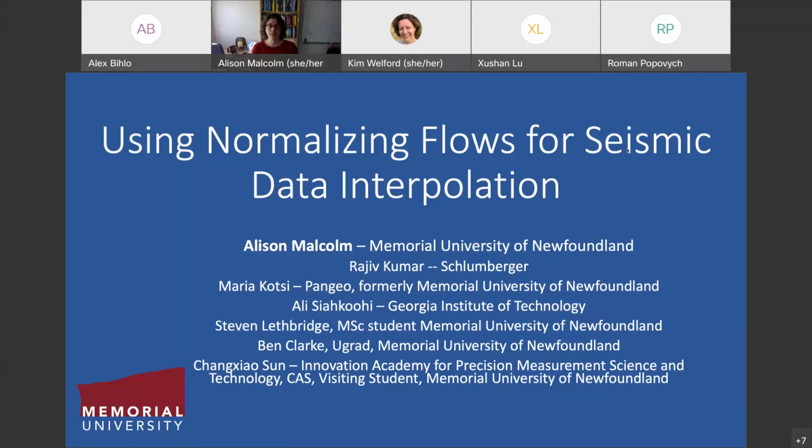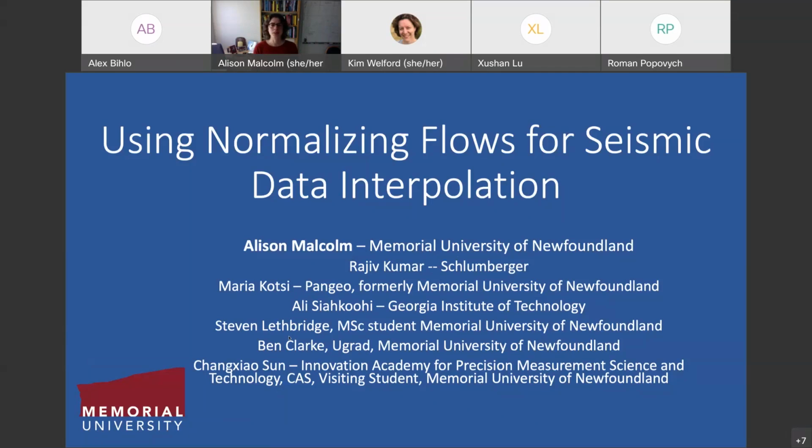So as Alex said, I'm going to talk about using normalizing flows for seismic data interpolation, and this is joint work with a number of folks, but primarily Rajiv Kumar, who's at Schlumberger in the UK, and Maria Kotze, who's a former student of mine, who's now at Pangeo. And I'm also going to show some work from a few students, one of whom worked with Rajiv, as well as Felix Herman, his supervisor, and a few who've been working with me.